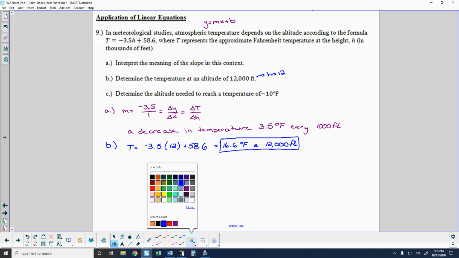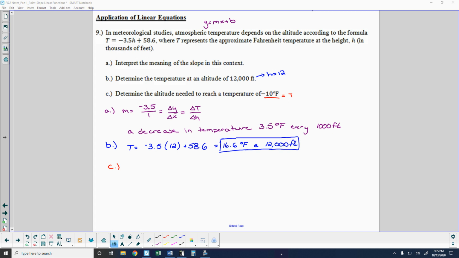But finally, part C asks to determine the altitude needed to reach a temperature of negative 10 degrees Fahrenheit. So now we know what the temperature is. The temperature is negative 10. So now I can substitute for T. Negative 10 equals negative 3.5 H plus 58.6. And in this case, I want to solve for H. So what I need to do here is move this 58.6. So subtract 58.6. So this would be negative 68.6 equal to negative 3.5 H.